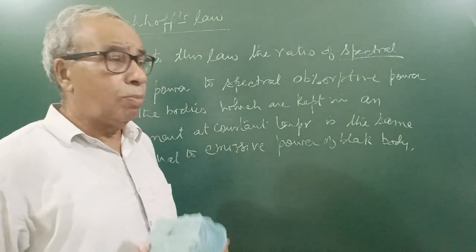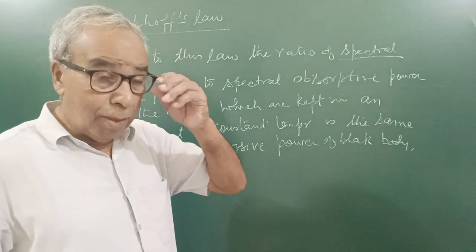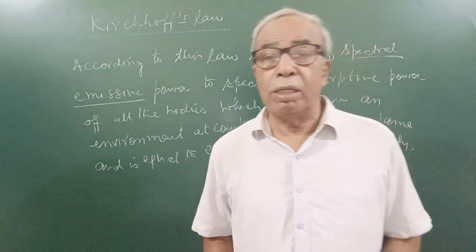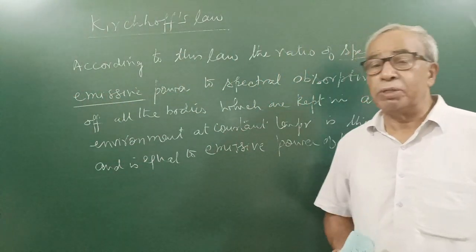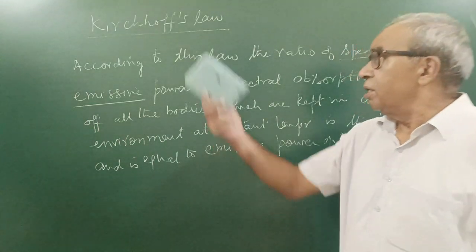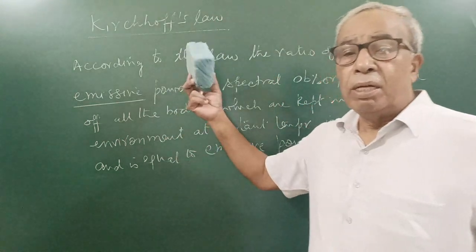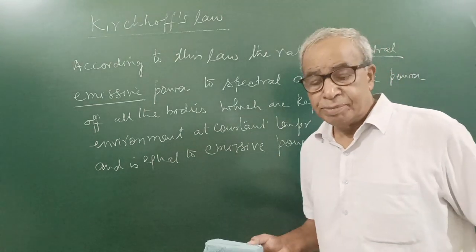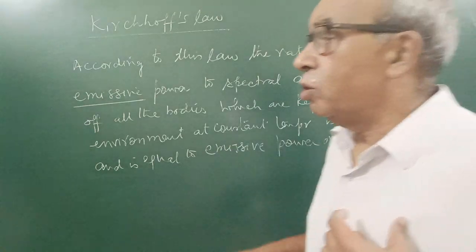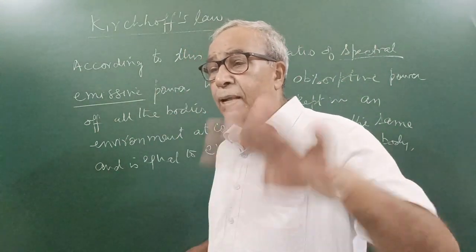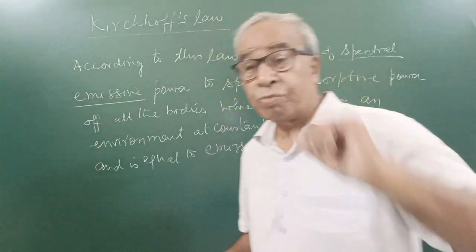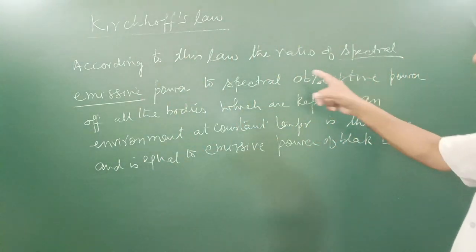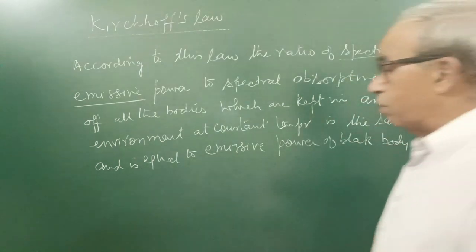I told you this is the only black body which can absorb all radiation, and other bodies have selective absorption. This green board absorbs all colors but reflects green color. White cloth reflects all colors, does not absorb. Black body absorbs all radiation. So that is why I told you the ratio of spectral emissive power.